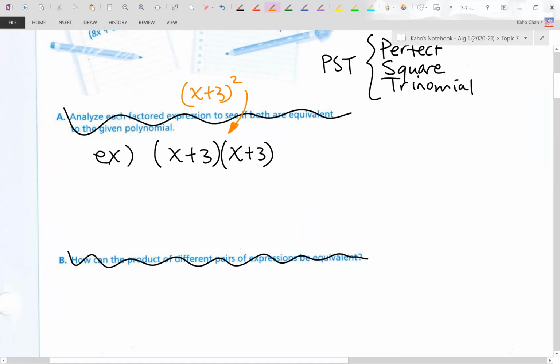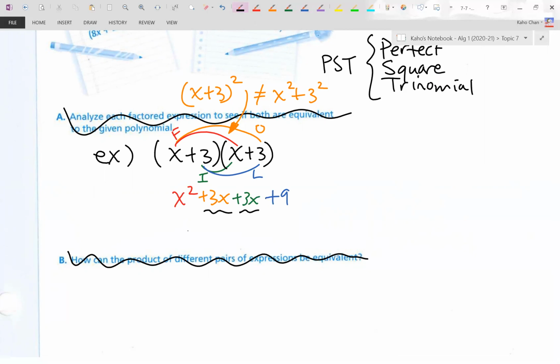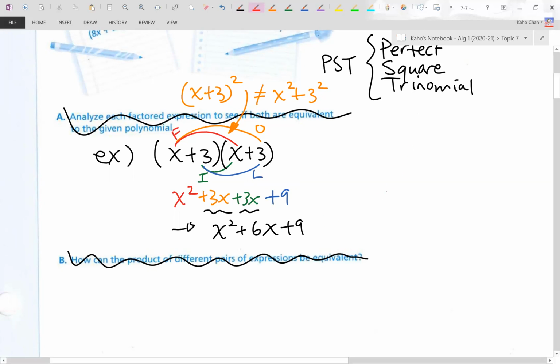Just a quick reminder, x plus 3 squared is not x squared plus 3 squared. You have to expand and FOIL. So when we FOIL this, we will get x squared for the first terms, 3x for the outer terms, 3x again for the inner terms, and 9 for the last terms. And when you combine them all together, especially since you recognize the middle two terms are like terms, you'll get x squared plus 6x plus 9. That is a perfect square trinomial.